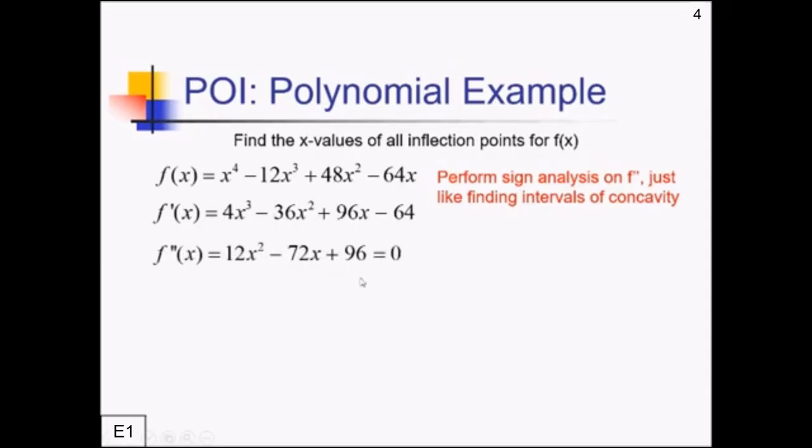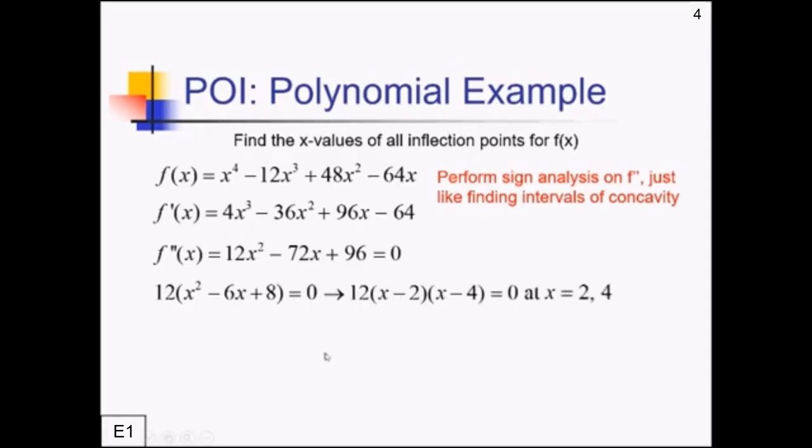And now I need to set this equal to 0 and find critical values. Looks like I can factor a 12 out of this. That leaves me with x squared minus 6x plus 8. Two things that multiply to 8 and add up to negative 6. That would be x minus 2 and x minus 4. So we see that our critical values happen at x equals 2 and 4.